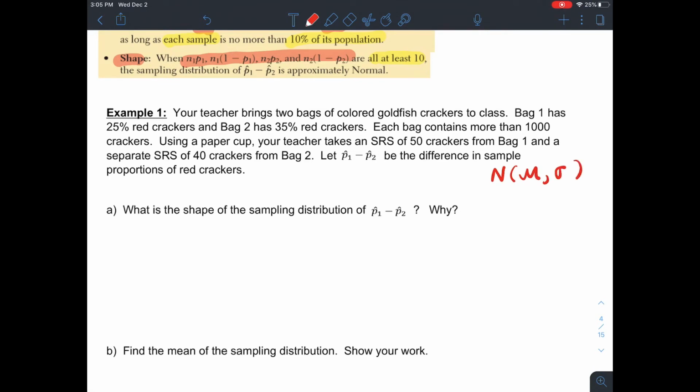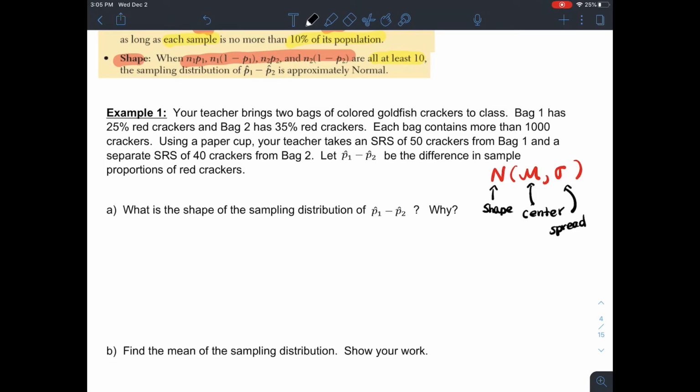And anytime you're asked to describe a distribution, what they're after is essentially you describing the shape, which is often going to be normal if we can show the large counts condition, the center, and then the spread, which will do the 10% condition.